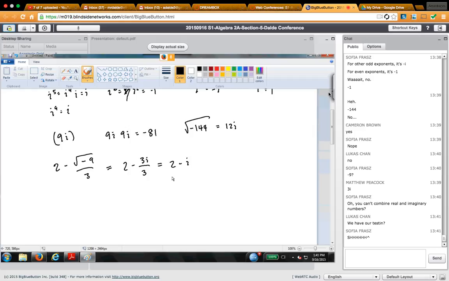We've got our real part and our imaginary part. And we can't combine them. We have to keep them separate. They're not like terms.